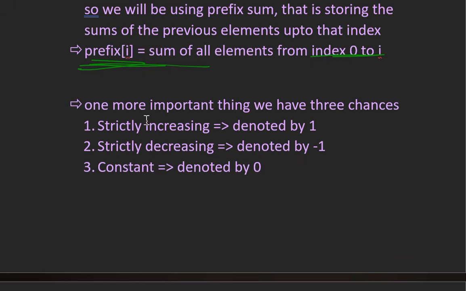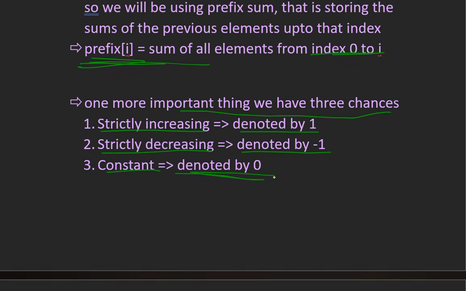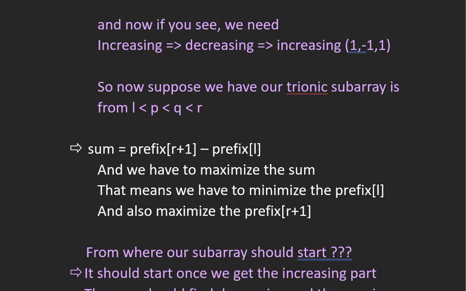And one more thing is that here we have to denote three possible choices in the array. So either our subarray is strictly increasing, so we'll be denoting that by 1, or it can be strictly decreasing, so we'll be denoting that by -1, or it can be constant, so we'll be denoting that by 0. Now what we need is first increasing, then decreasing, and then again increasing. Or in other words, we need 1, -1, and 1 using the above notation.